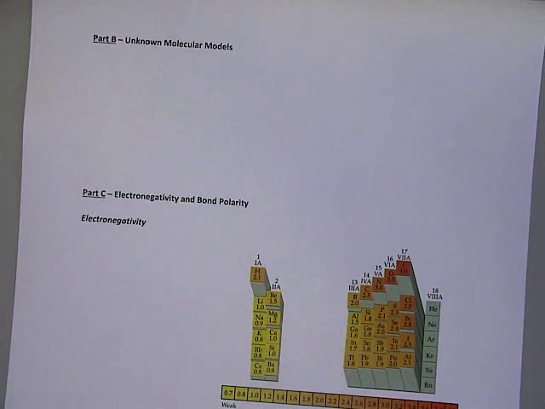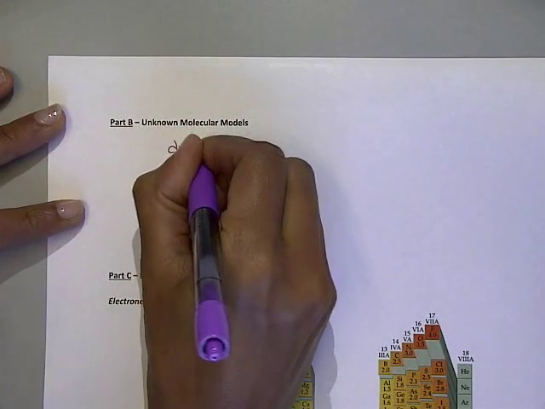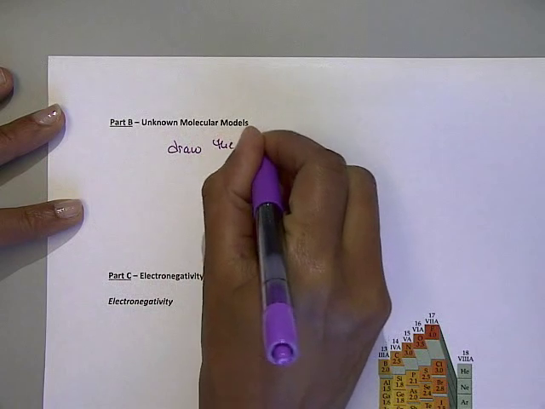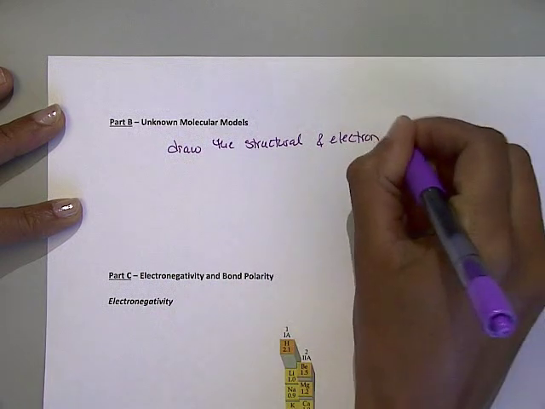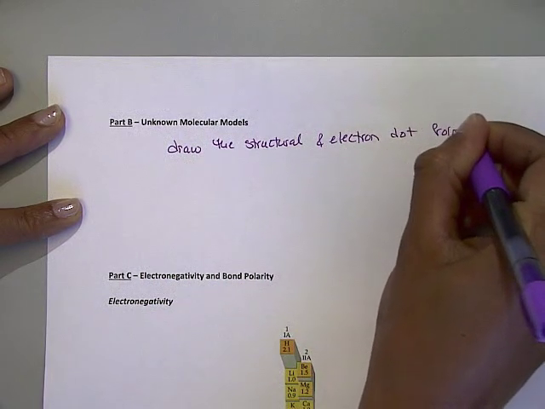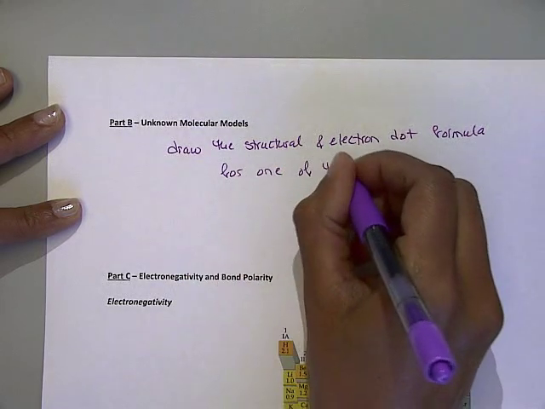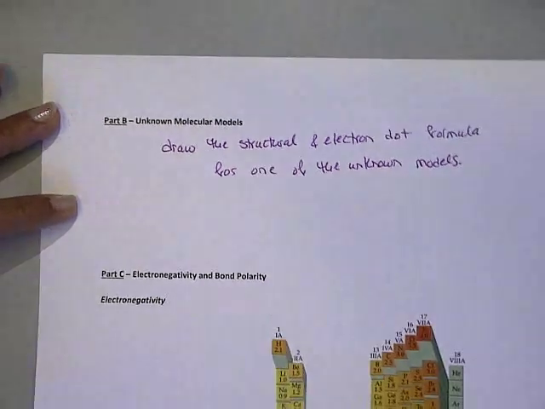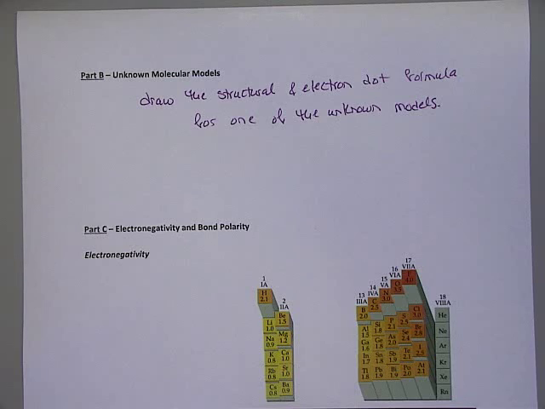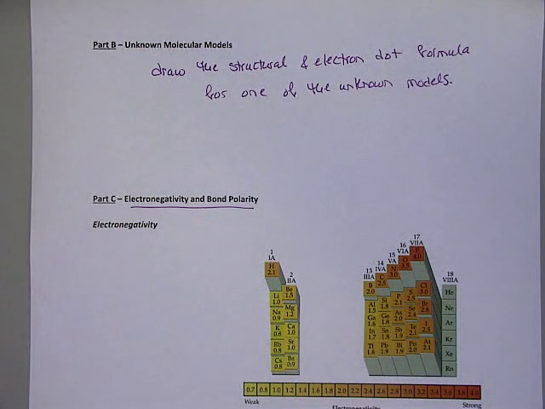So that's part A. Part B is unknown molecular models. So we're going to ask you to draw the structural and electron dot formula for one of the unknown models that your instructor will provide you in lab. All right, now part C. So part C has to do with electronegativity and bond polarity.